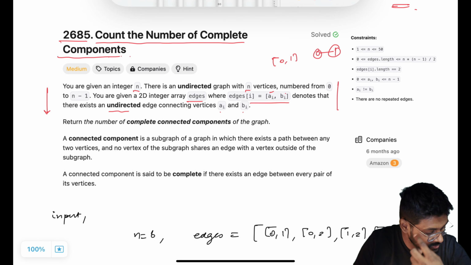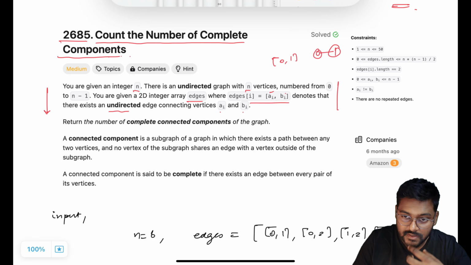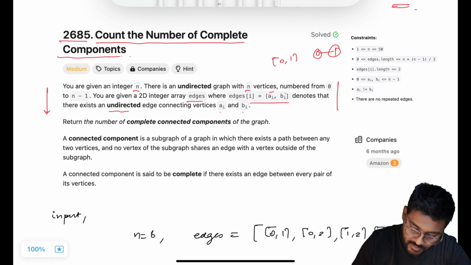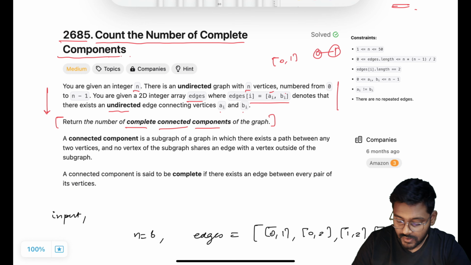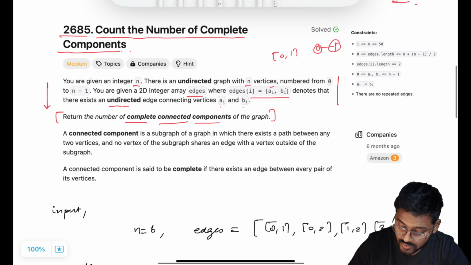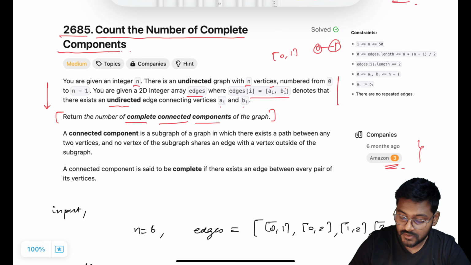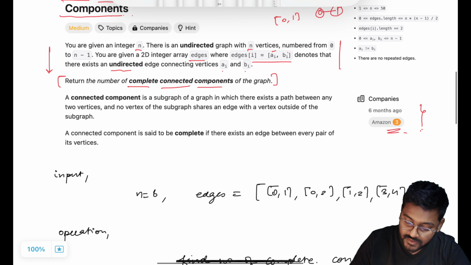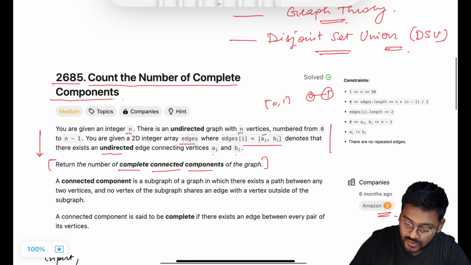Now this is given to us: the number of vertices in the graph and all the edges of the graph. Then return the number of complete connected components in the graph. And yes, this question has been asked in Amazon 3 times in the last 6 months. Amazon is frequently asking questions on disjoint set union, so it's a very good problem if you are preparing for Amazon.